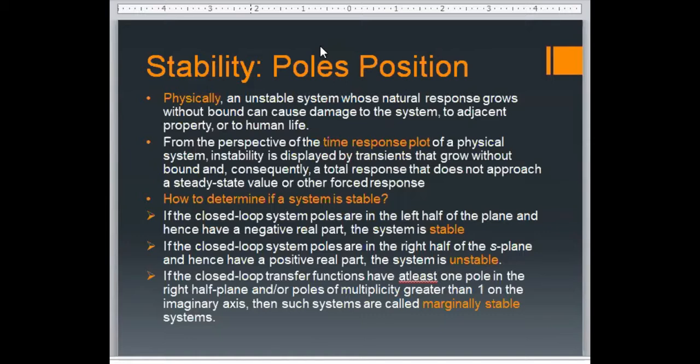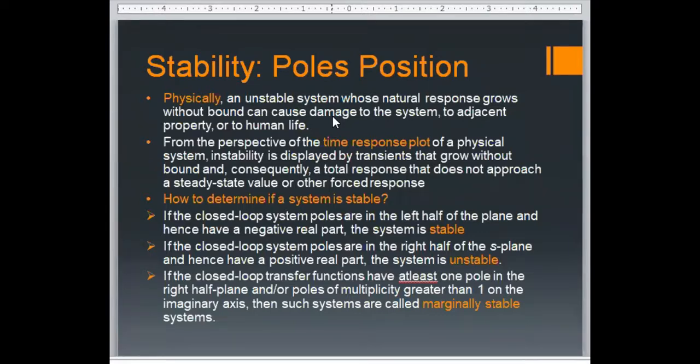If you have a closed loop system and your poles are lying on the left half plane, what does it mean? It means you have a negative value for the real part, so your system is stable. If the poles of your system are lying on the left half plane, they are stable.